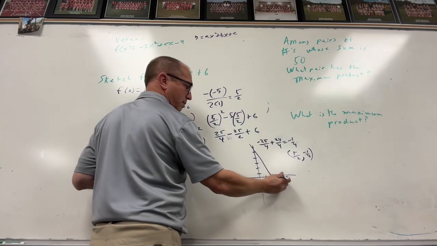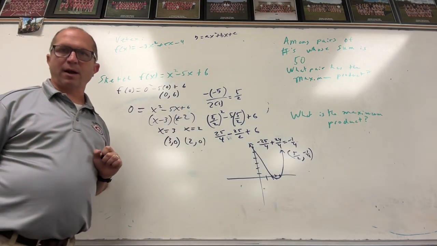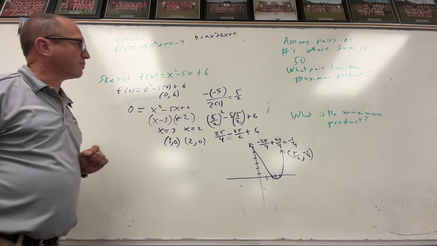So my vertex is over and then down this far, and we swing up, and that is what our parabola should look something like, especially if your teacher had neat handwriting.